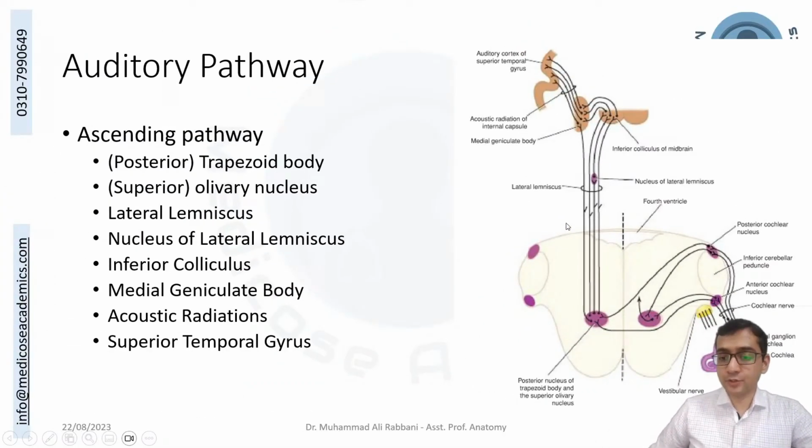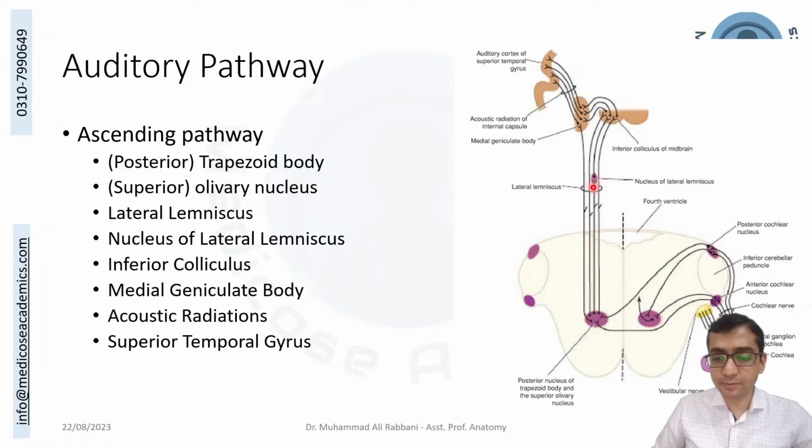Schematically they're shown similar, but they go on either side. More fibers go to the contralateral side than the ipsilateral side. Then from the trapezoid body and the superior olivary nucleus, the fibers move up, and these ascending fibers are known as the lateral lemniscus.